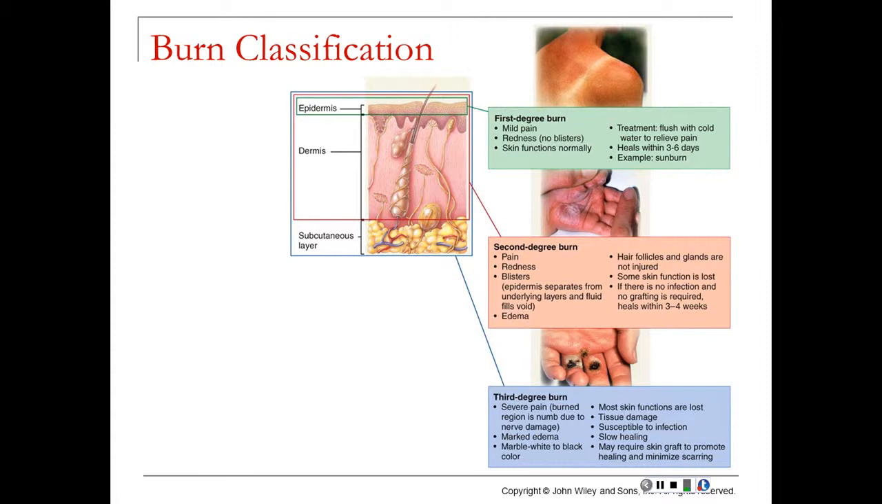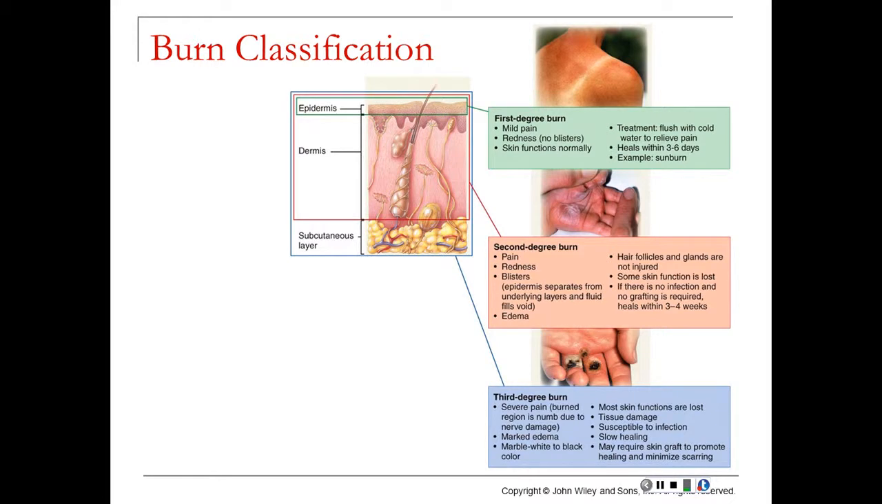A second-degree burn would have pain, redness, as well as blisters. A blister is where the epidermis is actually going to separate from the dermis, and fluid in the form of white blood cells and cells that are helping to repair the tissue is going to form within that layer. Edema or swelling can take place as well. Your hair follicles and glands are not injured in this, so hair will regrow eventually. Usually, if there's no infection, this is going to heal within 3 to 4 weeks. There's no grafting involved in this case.